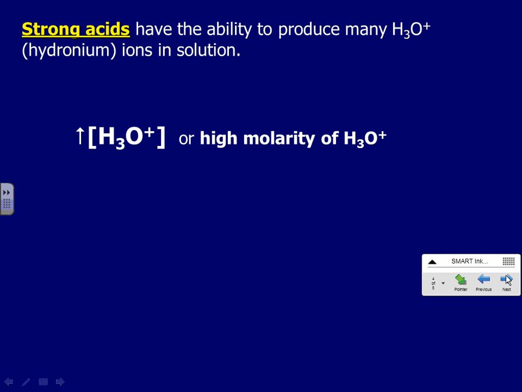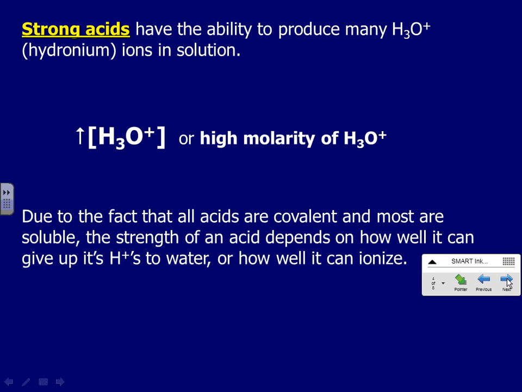So the game goes from being a keep-away game to more like a hot potato game. Get rid of the H. You want to get rid of that H as quickly as you can if you want to be good at being an acid. Let's take a look at a couple of examples here.